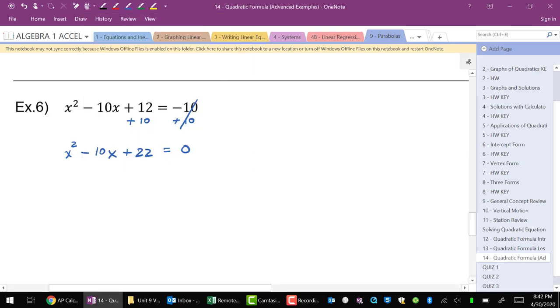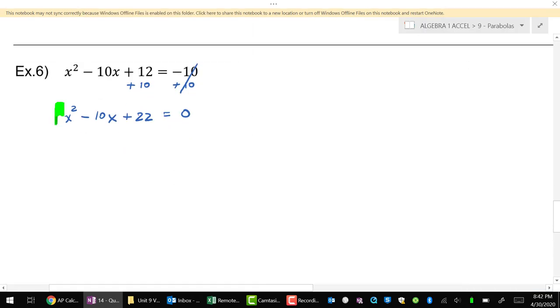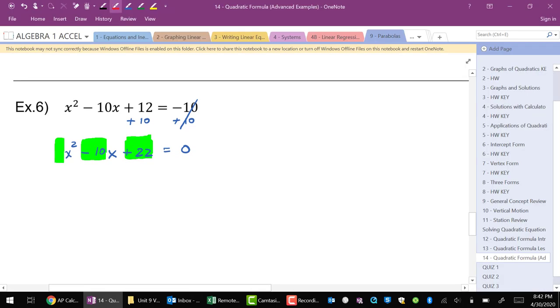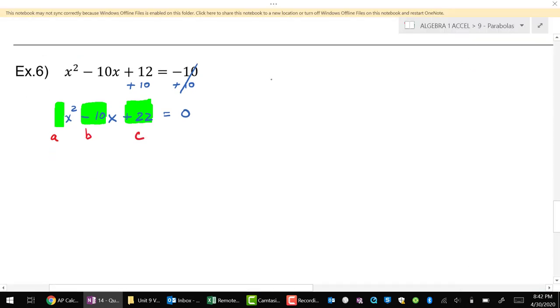I'm just going to make a little mark here on my values. A is 1, B is negative 10, and C is 22. So I'll kind of color those in or label them. You can do that if you wish. A, B, C. All right, solution: x equals opposite of B, plus or minus the big square root of b squared minus 4ac, all over 2 times a.